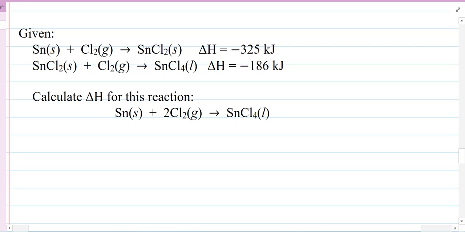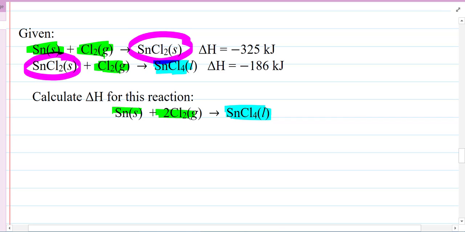Tin. Given tin and chlorine going to tin 2 chloride, and then tin 2 chloride plus chlorine going to tin 4 chloride. Calculate delta H. Well, this problem at one point years ago was an actual test question, and it should have been extremely easy. Reactants: tin and chlorine, 1 tin and 2 chlorines. Products: tin 4 chloride. Intermediates: that one and that one.